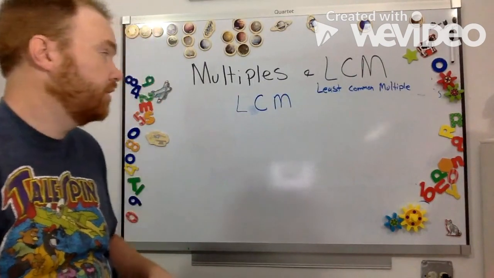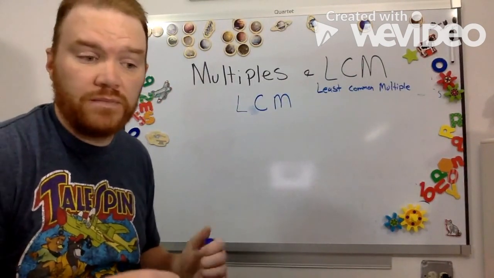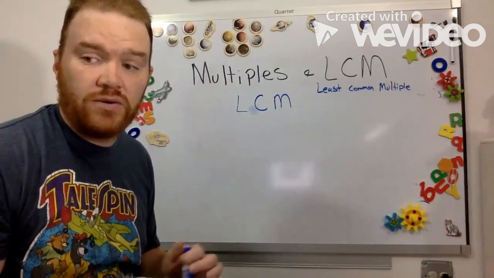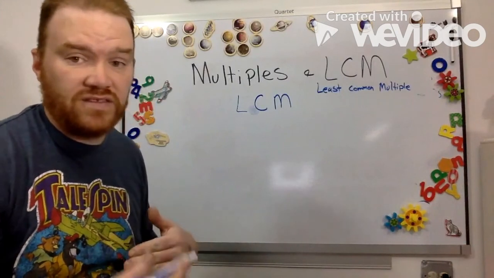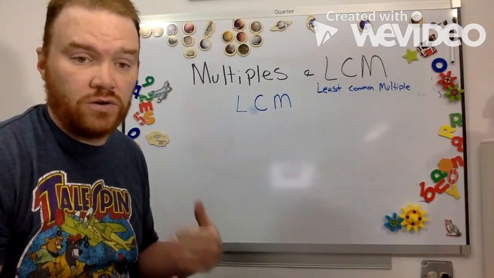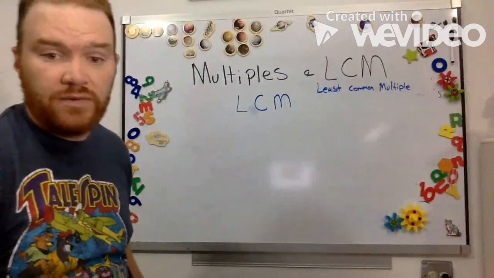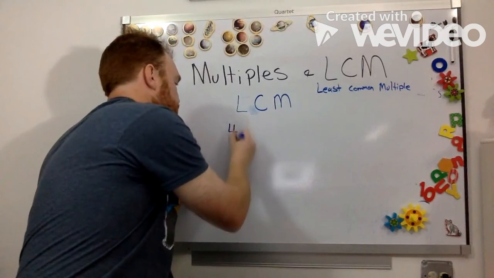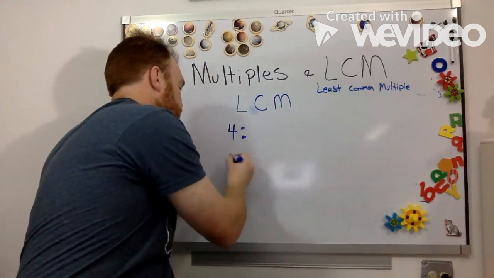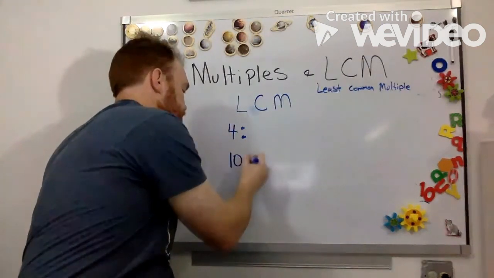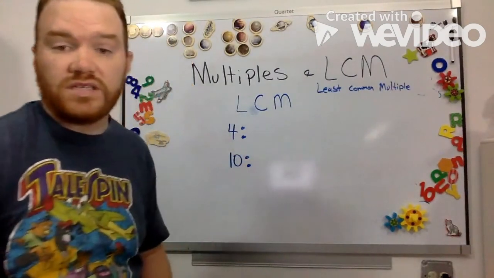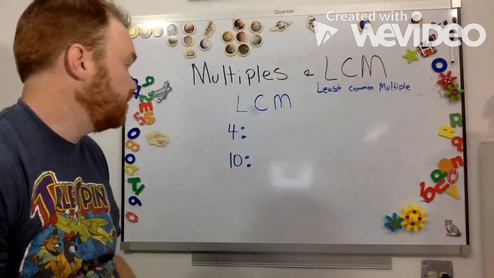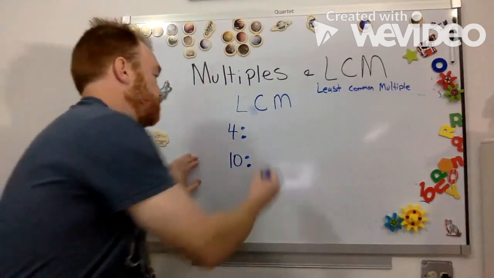This gets really important when we go into fractions and we talk about least common denominator and making the same denominator in order to add and subtract. So, least common multiple. I'm going to start with 4 and 10, and I'm going to list them out. That's the only way we know how to get multiples right now.